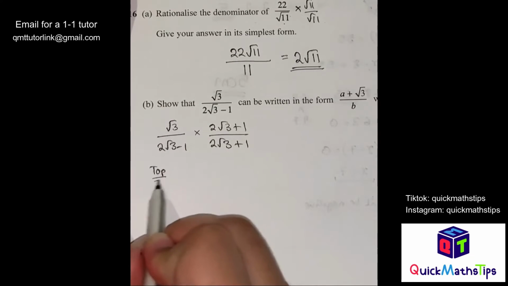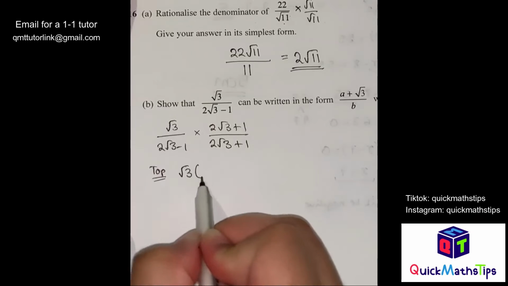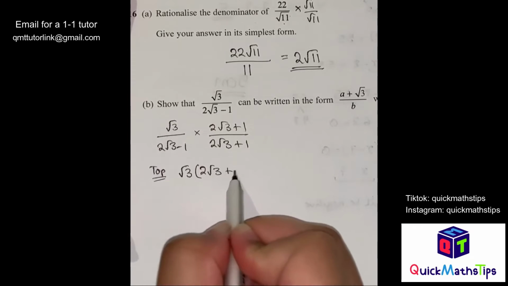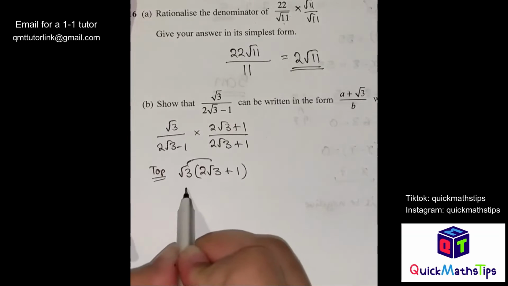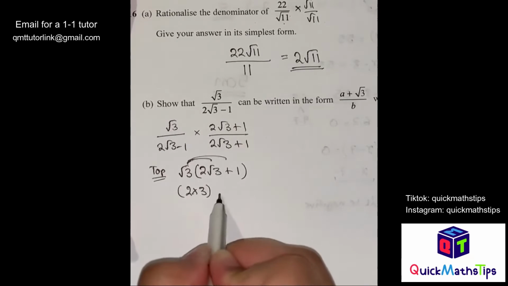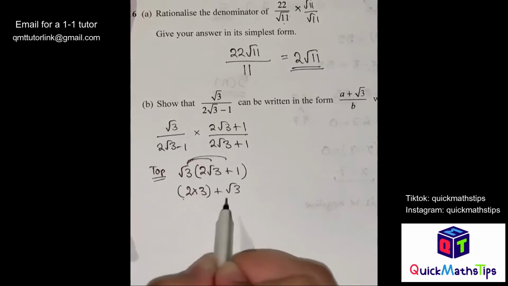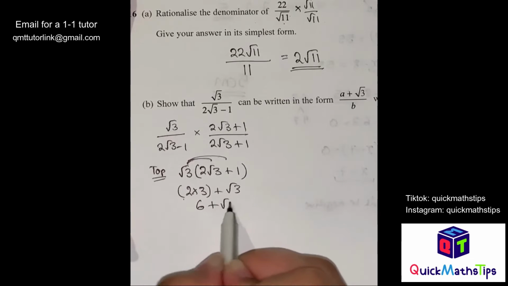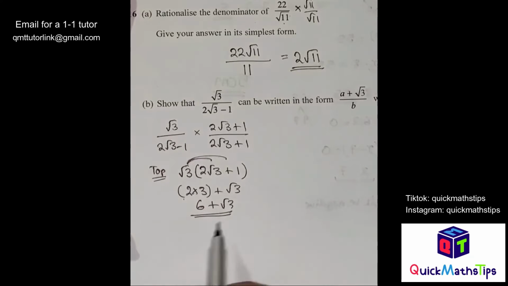So, mini subheading, for the top of the fraction, we've got root 3 and you're multiplying it with 2 root 3 plus 1. Root 3 multiplied by 2 root 3 is going to be 2 times 3. And root 3 multiplied by 1 is going to be root 3. 2 times 3 is 6, so the top of your fraction is going to be 6 plus root 3.